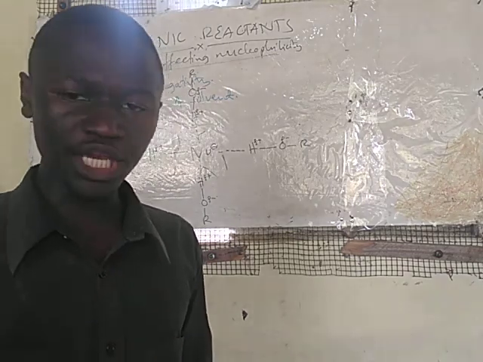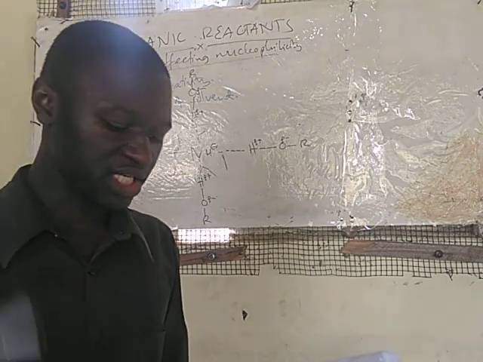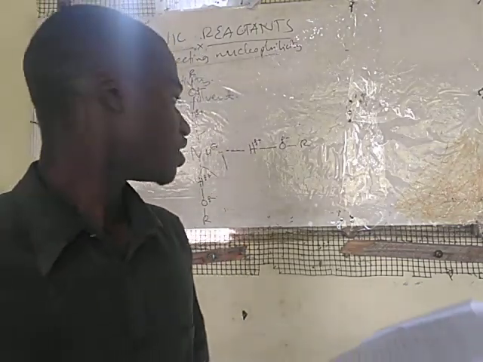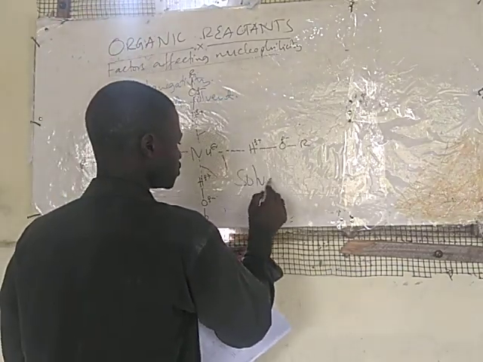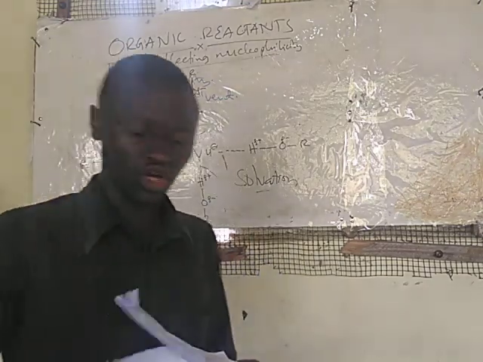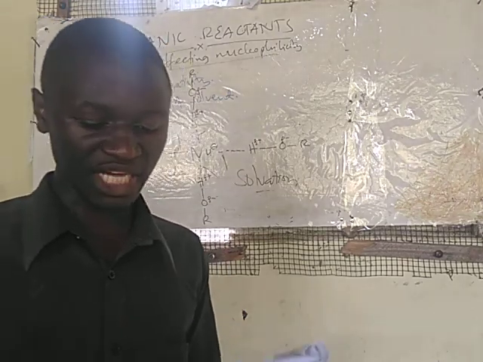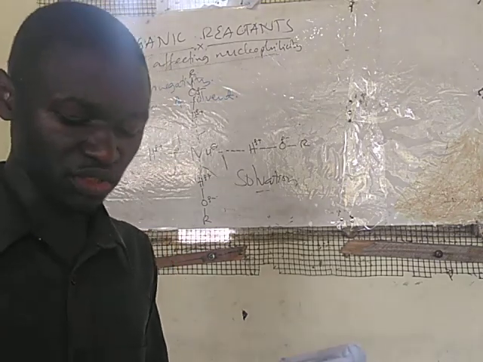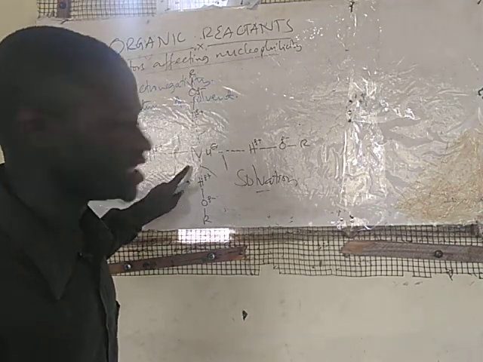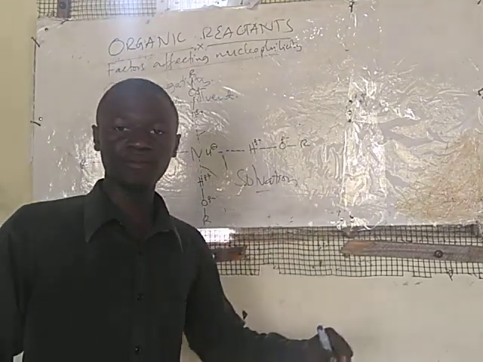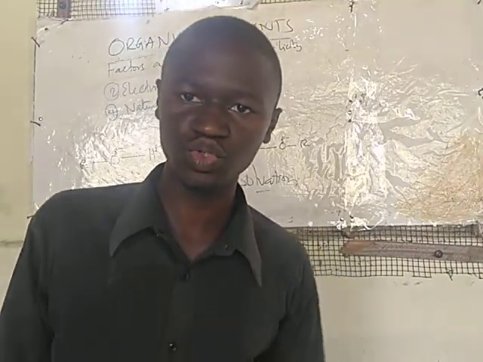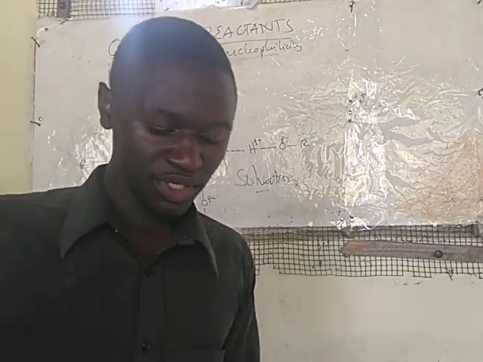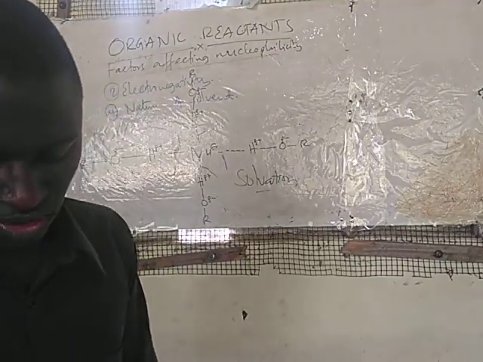In a solution, molecules or ions that are surrounded by solvent molecules are said to be solvated. By definition, solvation is the process of attraction and association of solvent molecules with the ions of a solid. So this is the solid, then there is attraction and association of solvent molecules with ions of a solid. That's what you call solvation. So in this case, we have solvation of the nucleophile by the alcohol.